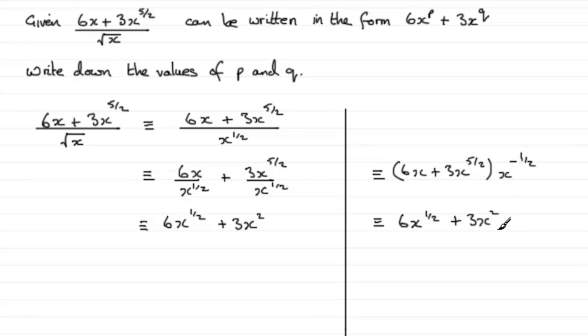So either way, each of these versions is identical to 6x^p + 3x^q. And if I was doing this, I would say that p equals a half, and clearly q equals 2. Alright, so a couple of ways that you could do that kind of problem.